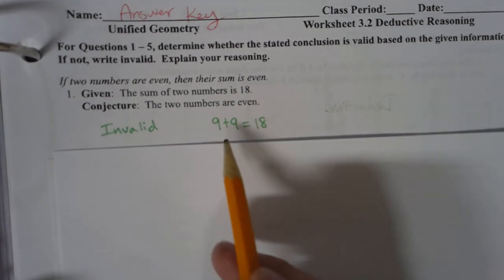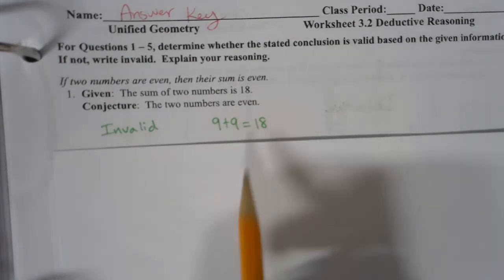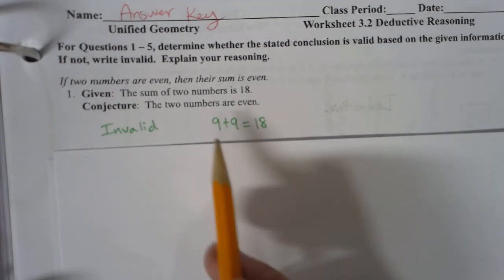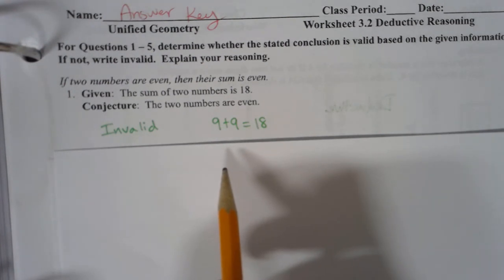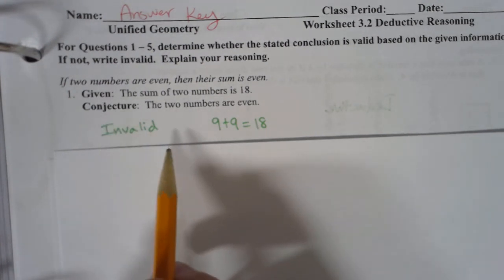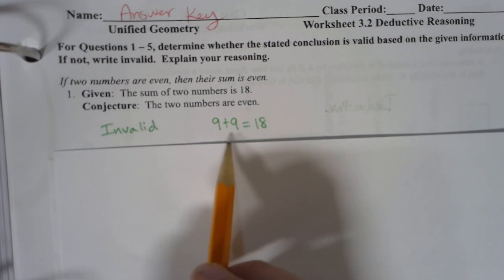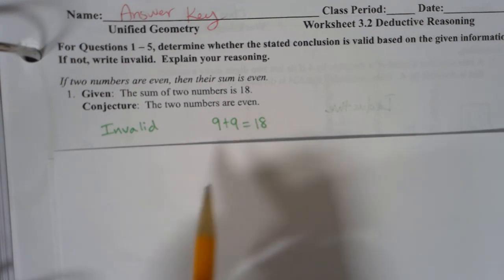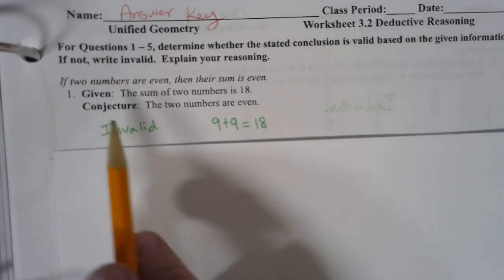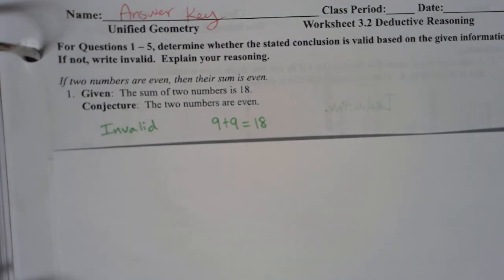Okay? And that's exactly what I did. I know that 9 plus 9 is 18, and I know that 9 is not an even number. So because of that, I've proven this conjecture to be false because my two numbers that I used to add together to give me 18 were both odd numbers. So this conjecture has been made invalid.